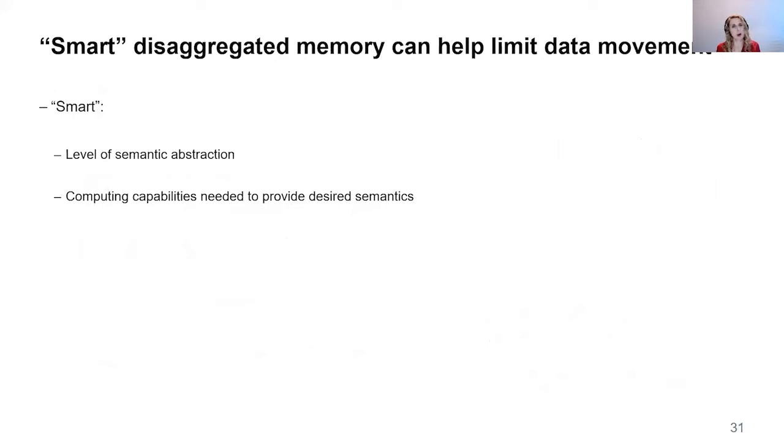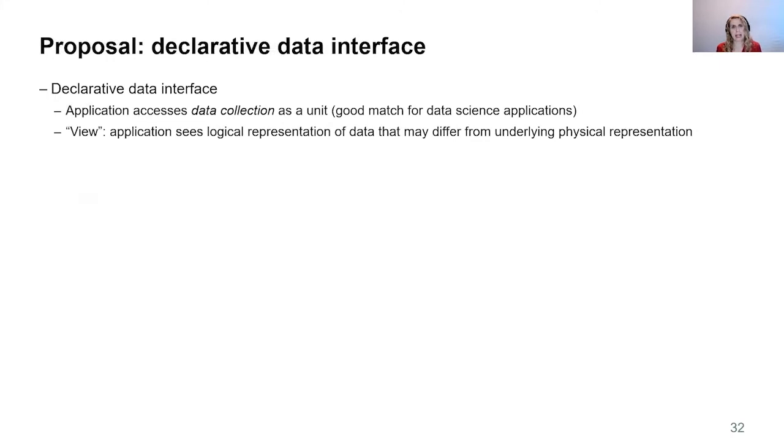So when I say smart disaggregated memory, what I mean is smart both in terms of the level of semantic abstraction that the memory presents, as well as the computing capabilities that are required to get the desired semantics. So let's dive into that a little bit more. This is work that I've been doing with Dejan, as well as our colleagues at ETH Zurich. What we are proposing is to raise the level of abstraction of smart memory from a memory interface to a declarative data interface.